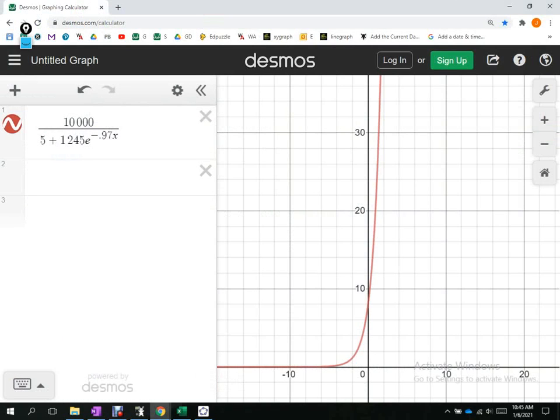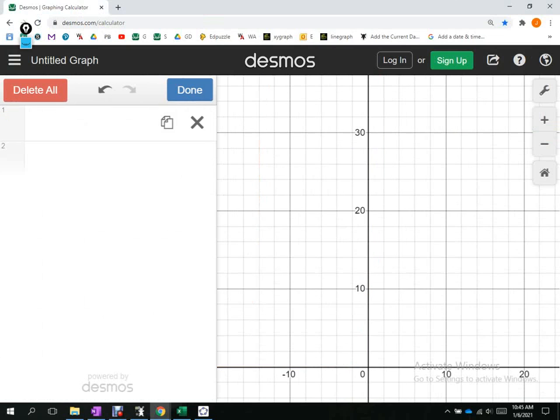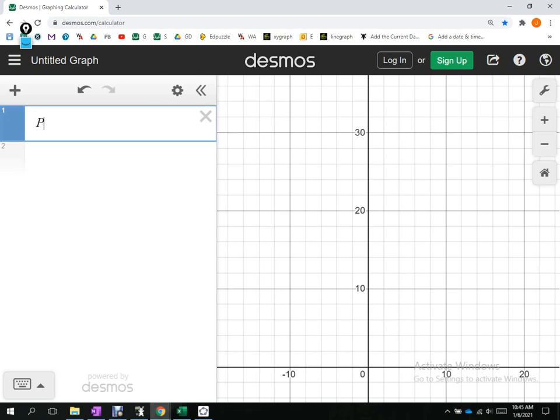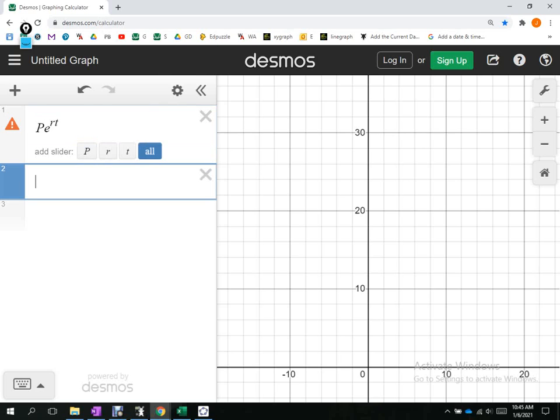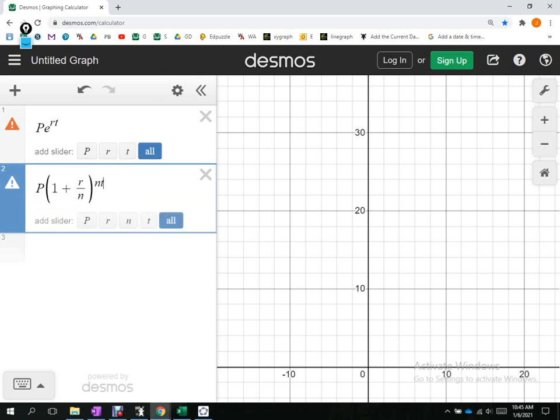And now I'm just going to grab one of our calculators and we'll put that in. So P e raised to the rt. I'm also going to do here, just so we can see the difference, P(1 + r/n) raised to the nt.